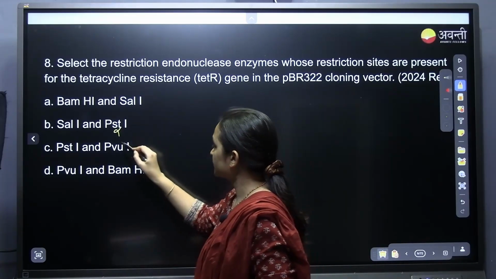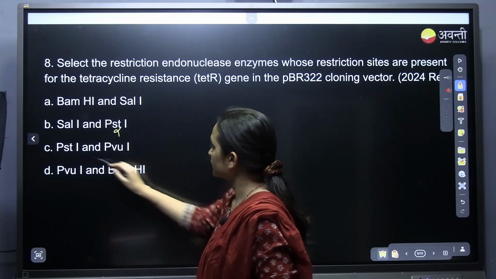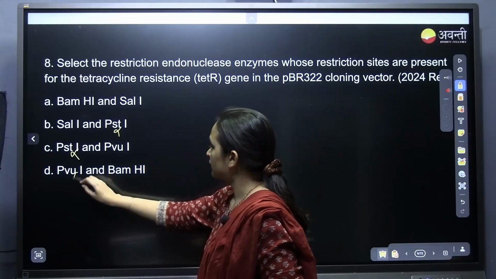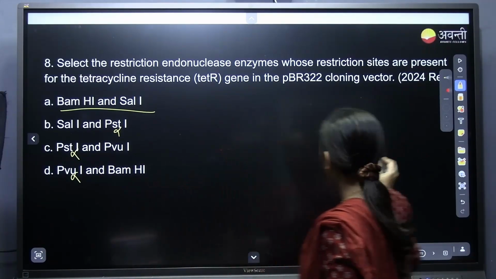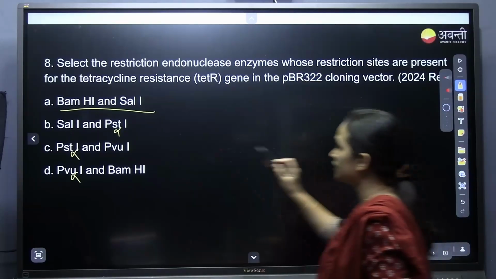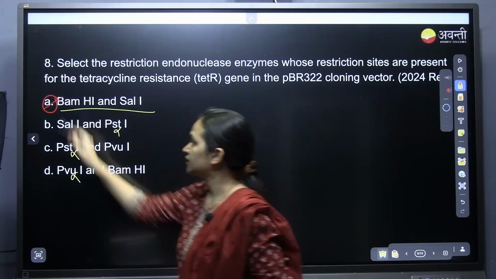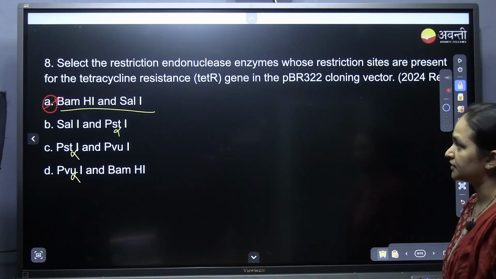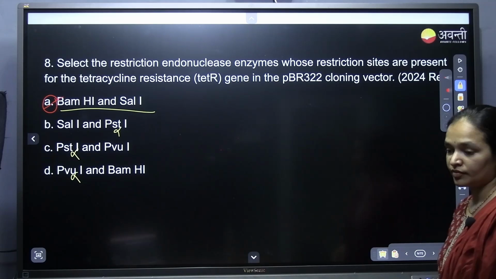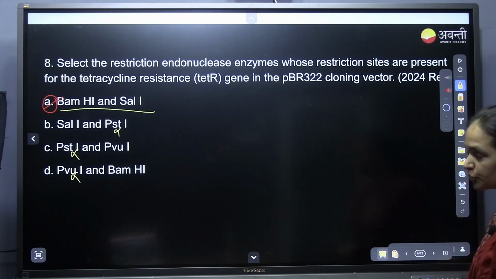So PST is in ampicillin. So it is BamHI and SalI. If you see, these restriction sites are in the tetracycline resistance site, isn't it? Option A is the correct answer.